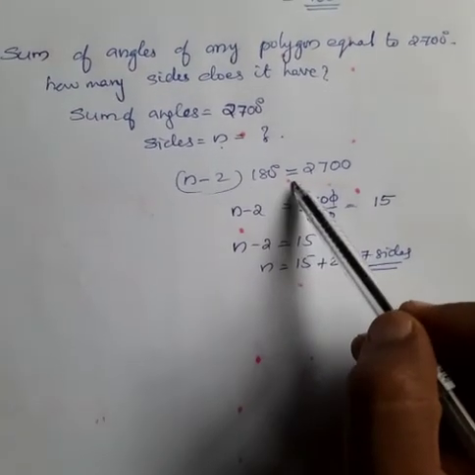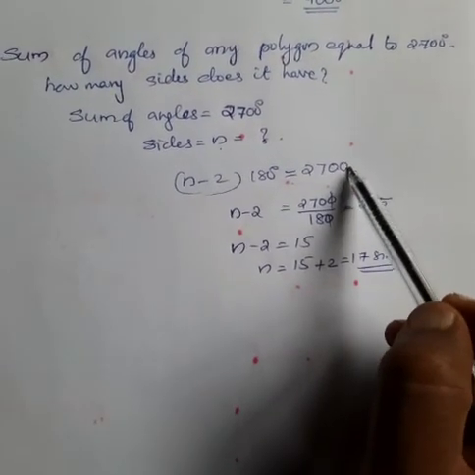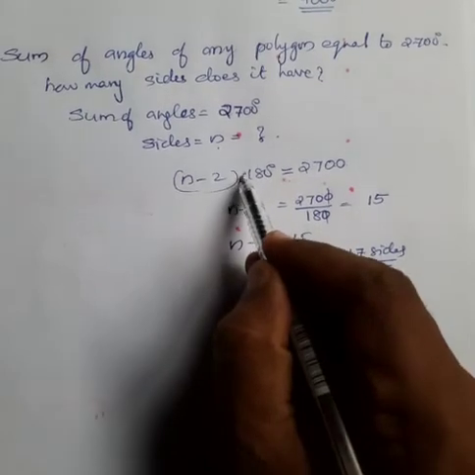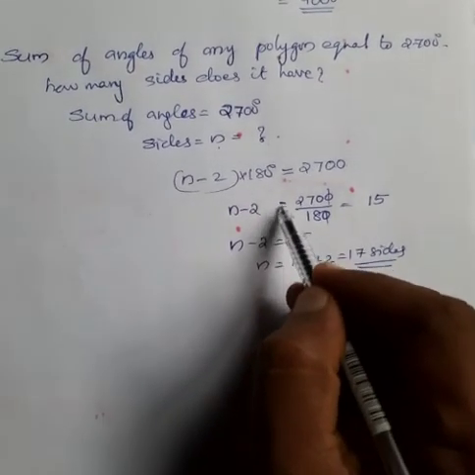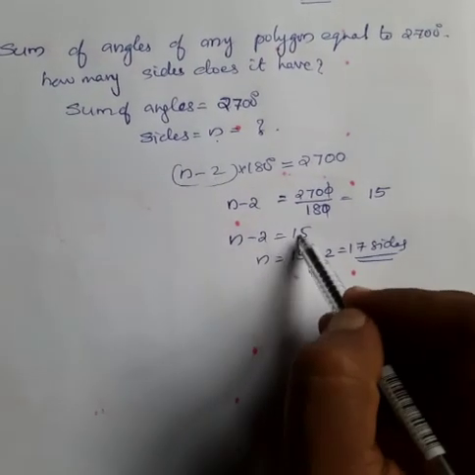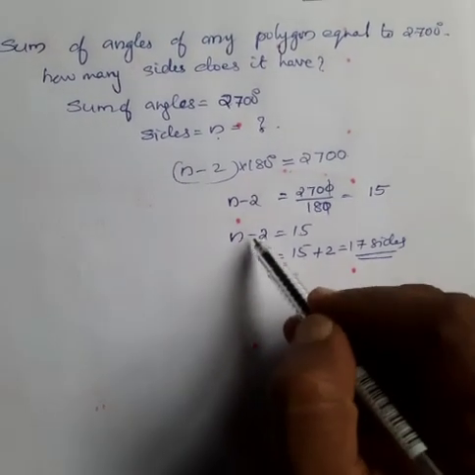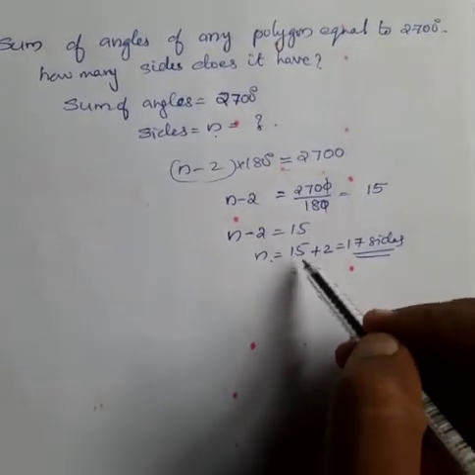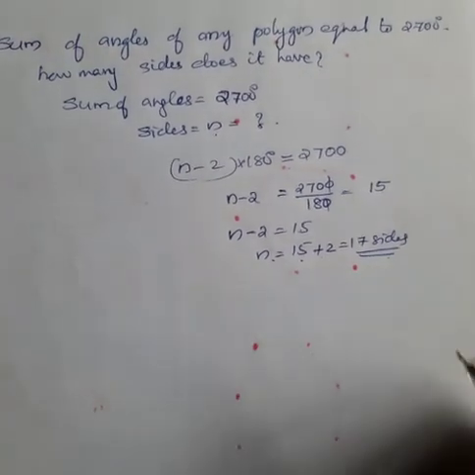So this is the common equation and the sum of angles is given. Here 180 is multiplied, so here you have to divide it. We will get n minus 2. And n minus 2 is 15. For finding n, what do we have to do? 2 should be added to this. So we will get 17.